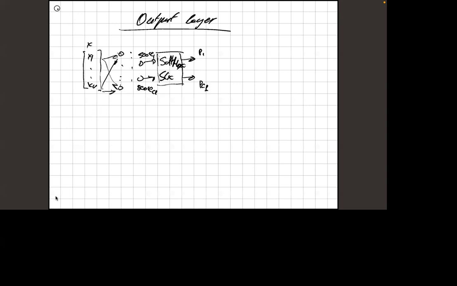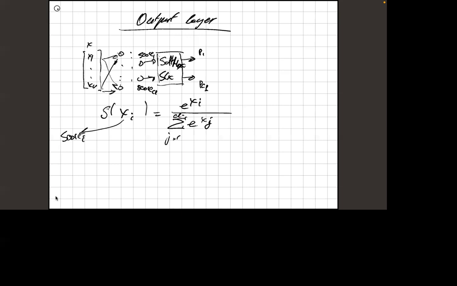Softmax converts scores into probabilities in the following way. It takes S of xi, or a score, and does it like this: e to the power of xi, and you normalize it by the sum of e to the power of xj for j equals 1, 2, up to the number of classes.